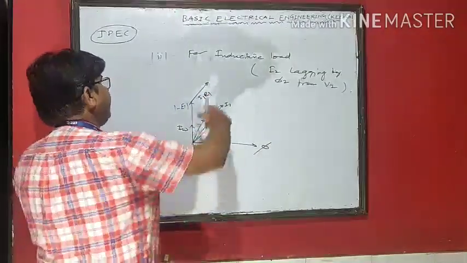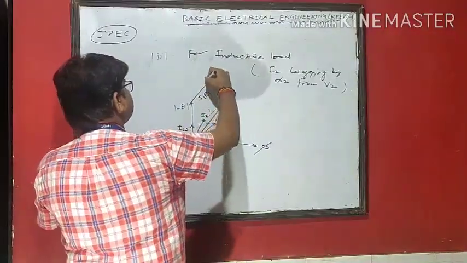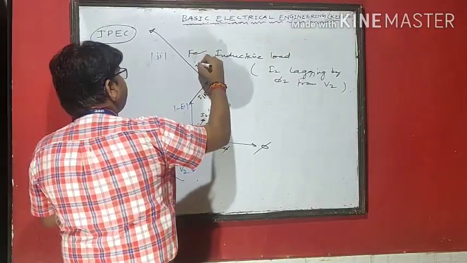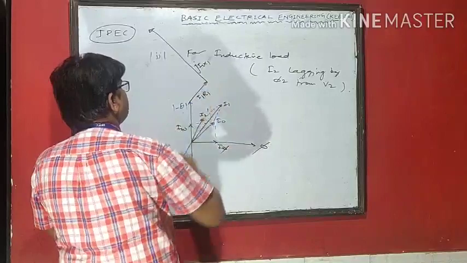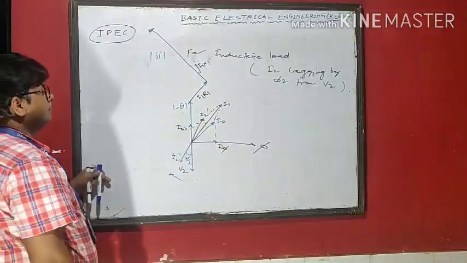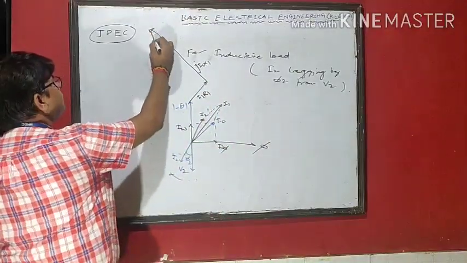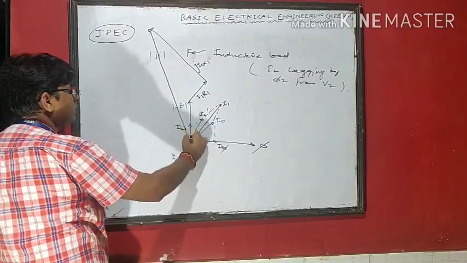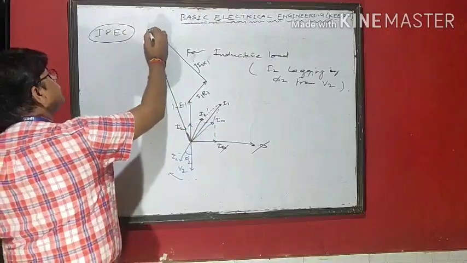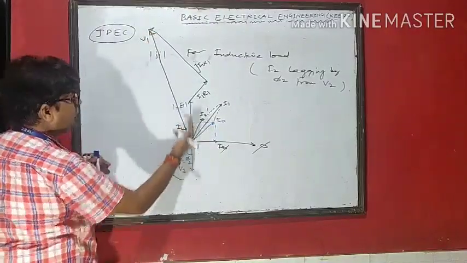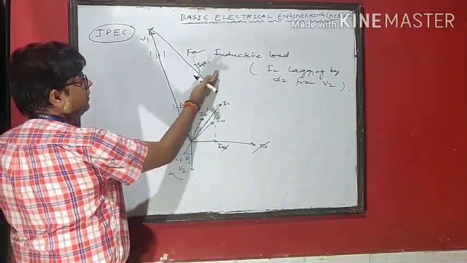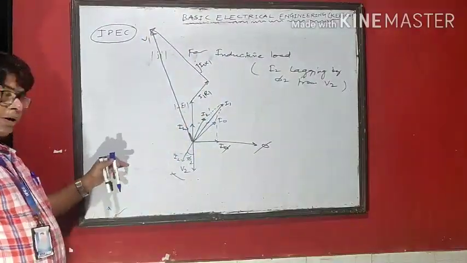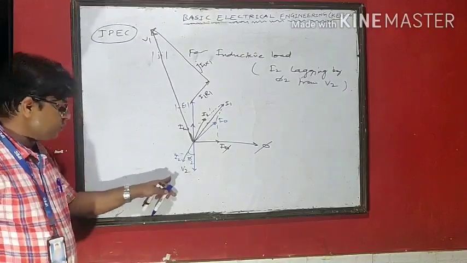And 90 degrees of this is j I1 X1. So this is your V1. V1 equals E1 plus I1 R1 plus j I1 X1. Similarly, E2 equals V2 plus I2 R2.